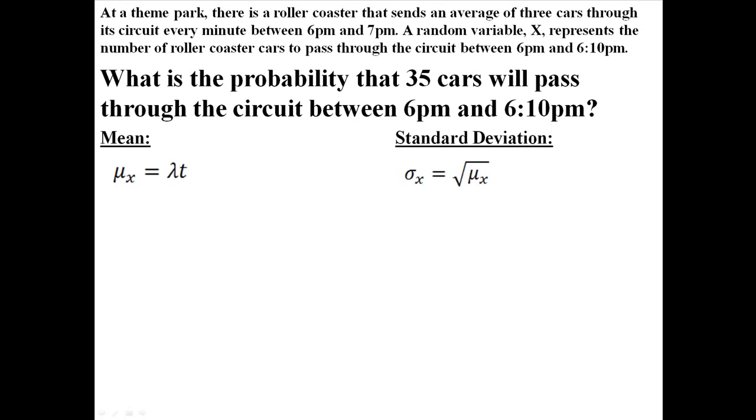At a theme park, there is a roller coaster that sends an average of 3 cars through its circuit every minute between 6 p.m. and 7 p.m. A random variable x represents the number of roller coaster cars to pass through the circuit between 6 p.m. and 6:10 p.m. What is the probability that 35 cars will pass through the circuit between 6 p.m. and 6:10 p.m.?